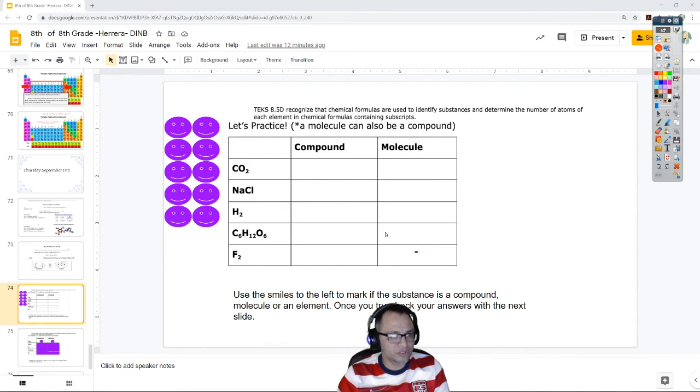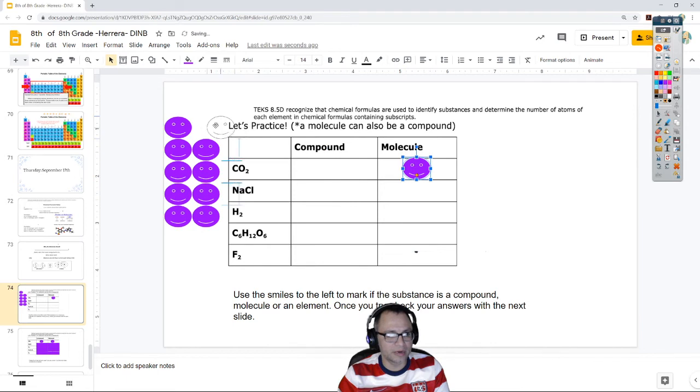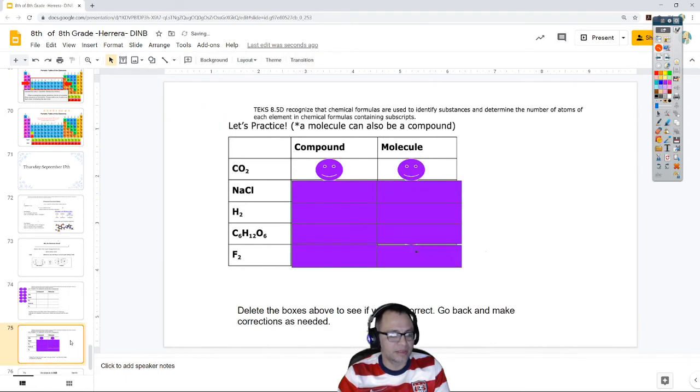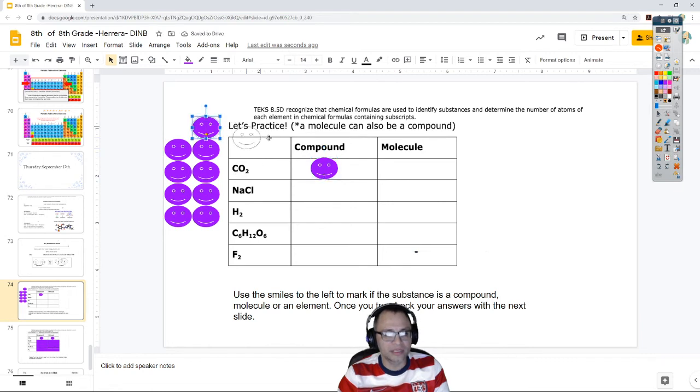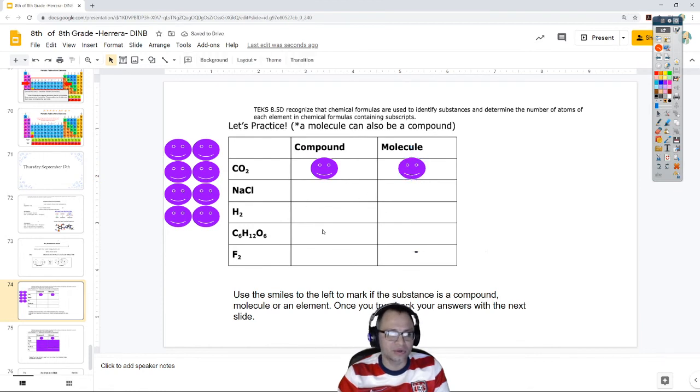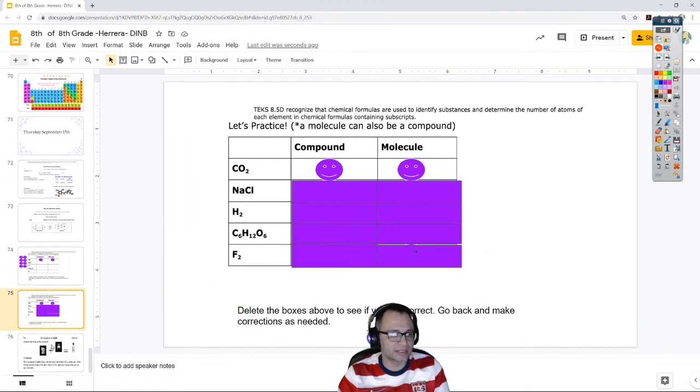For the rest of your notes, you will use these little shapes here and apply them wherever you think the correct answer is. So if you think it's a compound, you're going to put it here. If you think it's a molecule, you're going to put it there, right? So easy enough. And then on the next slide, you can just check your answers by uncovering these blocks here. Now keep in mind that some of these can be molecules and compounds. The first one is a compound because it's 2 different elements, but it's also a molecule because it's more than 1 atom combined together. So see if you can get it completely right.